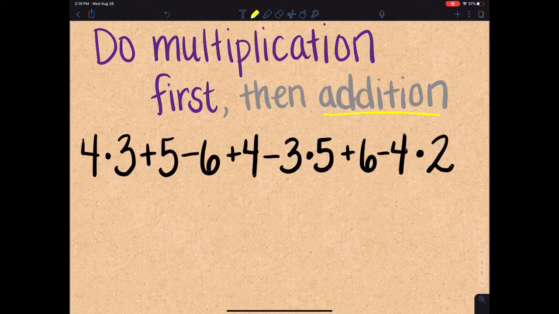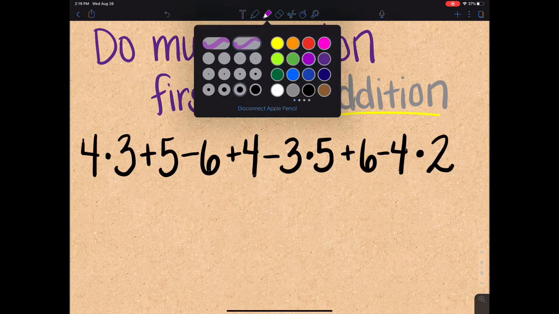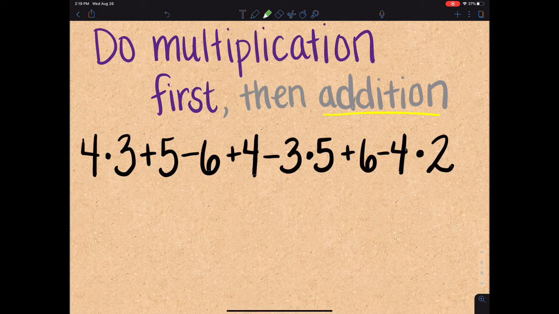This is just in the middle of page 52, and it wants us to figure out the answer to this. Which parts are we going to do first? I'm going to highlight the parts that we do first. This is multiplication, so we do that first. Then I'm looking for more multiplications. Here's another one. And then here's one right there at the end.